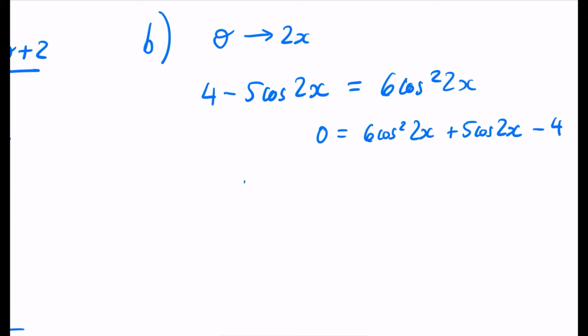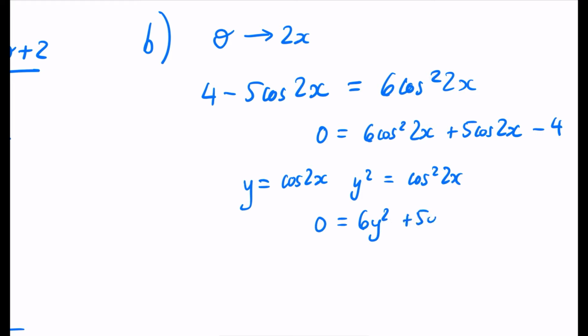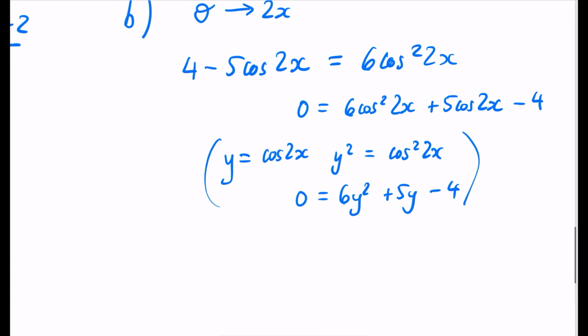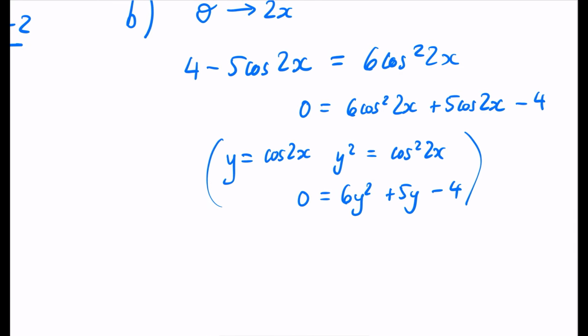Now, if you need to, you can say something like, let y equal cos 2x. So we have y squared is equal to cos squared 2x, which means we have a quadratic as 6y squared plus 5y minus 4. But if you don't need to do this stage, you can just go straight to your calculator and solve this quadratic, because you don't need to show that whole process. You can solve this quadratic with the coefficients of 6, 5 and minus 4. So I'm going to just do that on my calculator now. I'll have 6, 5 and minus 4.